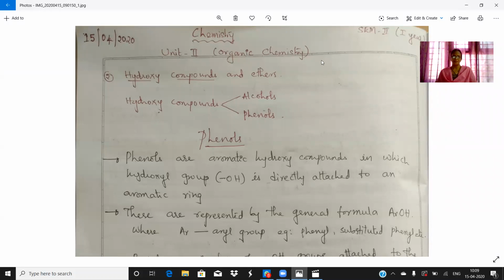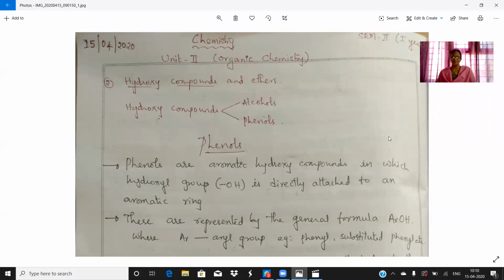Today we are going to learn about organic chemistry, hydroxy compounds and ethers lesson. There the two topics are there. Second one, phenols, we are going to continue because alcohols we have already completed. Phenols.